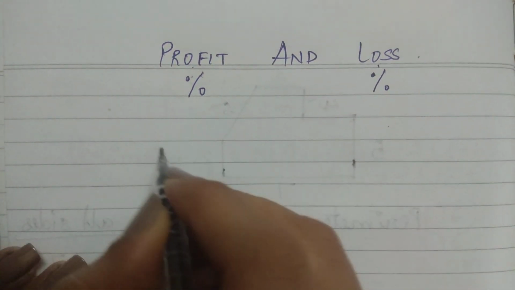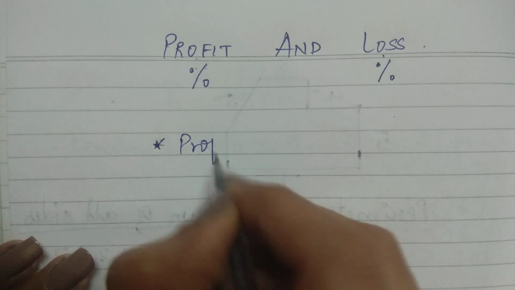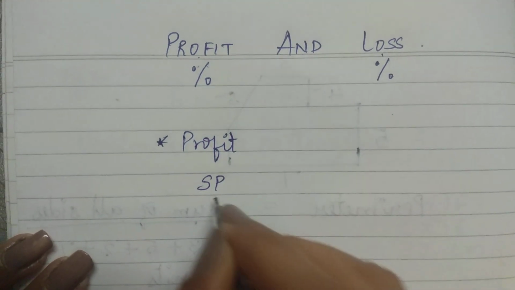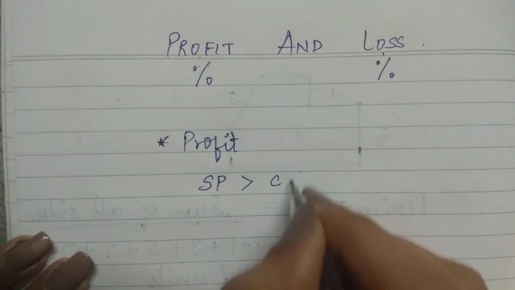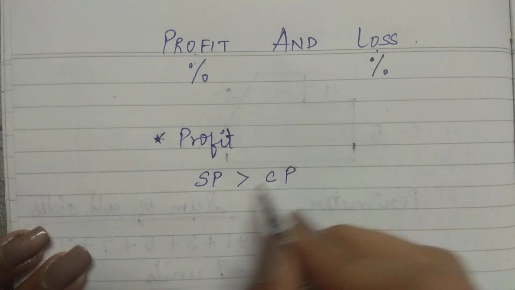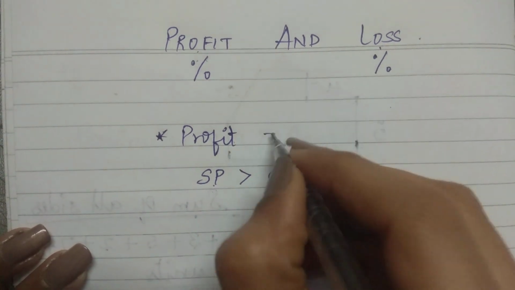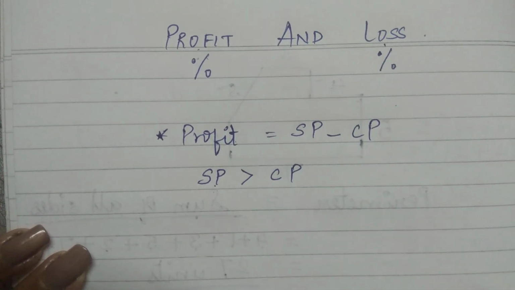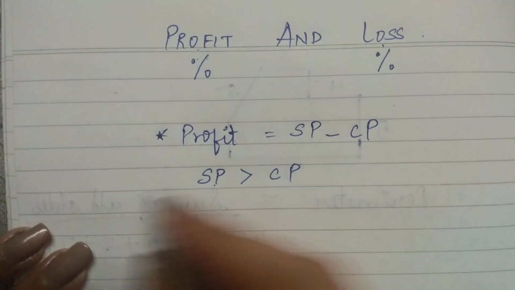Now, when do we incur a profit? We incur a profit when the selling price is greater than the cost price. That's when we incur a profit. So, if the selling price is greater, when we have to calculate, it's selling price minus cost price.